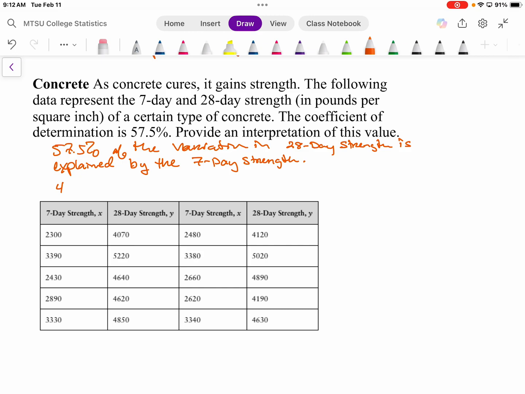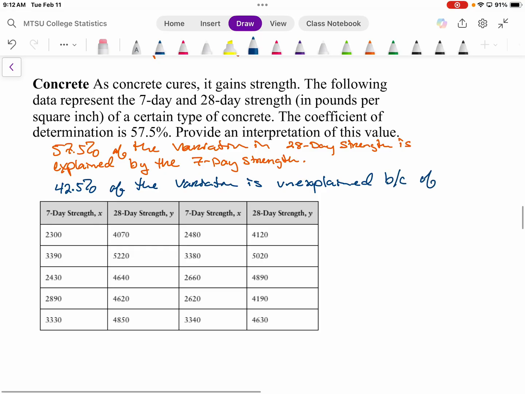And then we would make a little note here that 42.5% of the variation is unexplained because of lurking variables.